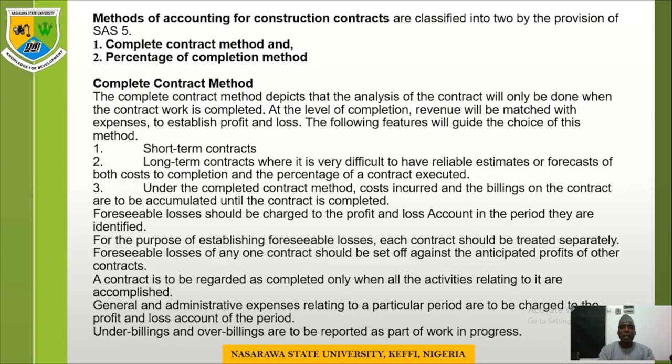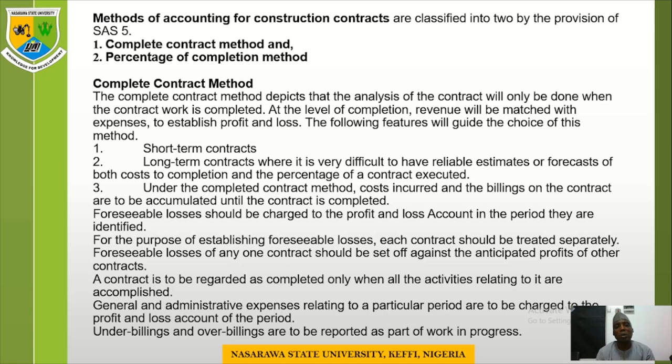Yes, on the method of accounting for a construction contract, there are basically two methods as provided by the Certificate of Accounting Standard and, of course, the International Accounting Standard IAS 11, which recognizes two methods of accounting for a construction contract. The first method is the complete contract method, while the second is, of course, what we call the percentage of completion method. So we are going to look at them one after the other.